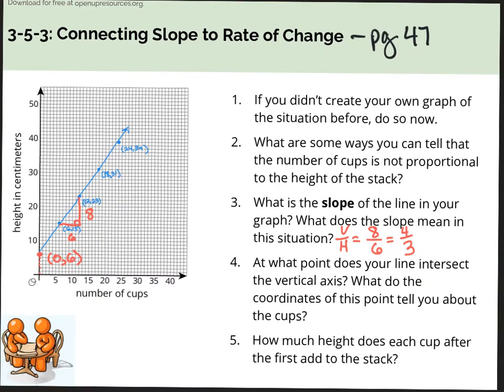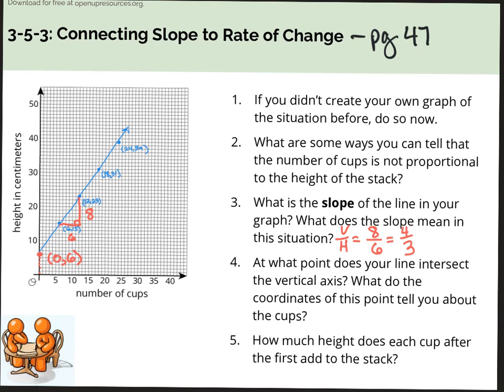And then let's go ahead and answer question number 5. How much height does each cup after the first add to the stack? So the first one, again, we have that 6 plus the little lip, and then we're looking at the tiny little piece of that cup adding over and over and over again. So what is that? It's actually 4/3 centimeters. So remember our slope was this 4/3.